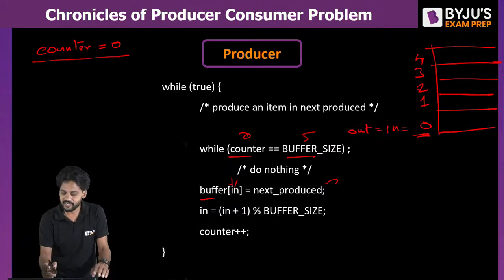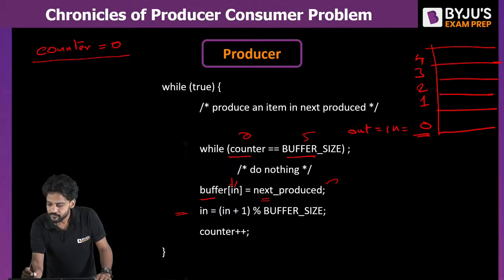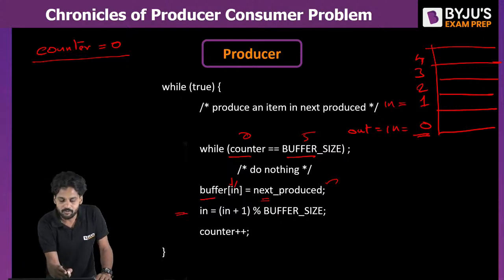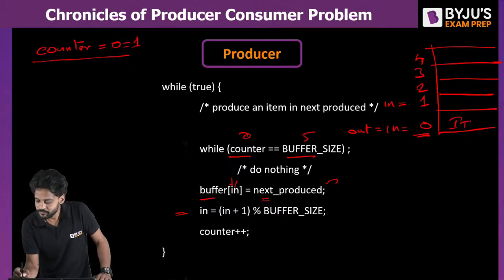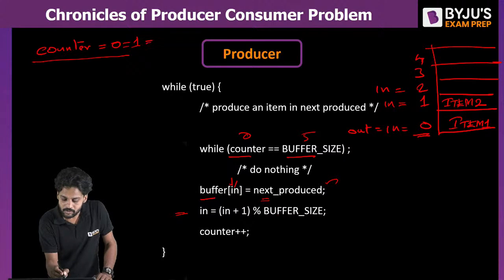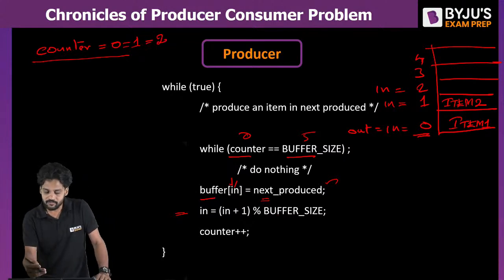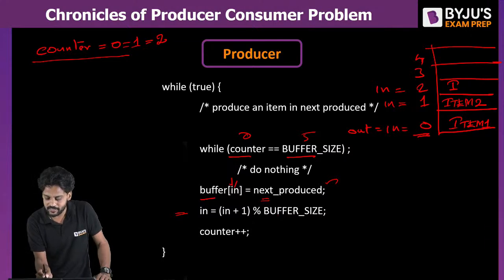Okay, so right after the production happens, in will increment. In will be equal to 1. Counter will also be equal to 1. Alright? Then one more item gets produced. This is item 1. Right after which, item 2 gets produced. When item 2 gets produced, in will become 2. Counter will also become 2. Then one more item can be produced. Item 3, because condition is being failed, right?